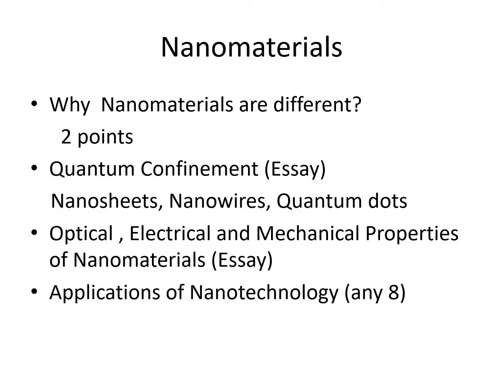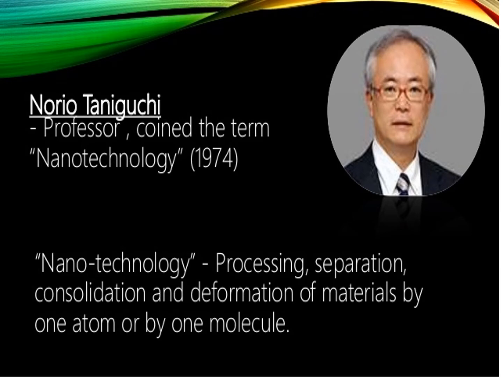Now, in our syllabus, we have to learn the following. That is why nanomaterials show properties which are different. We have to learn 2 points only. In fact, there are many points, but we have to learn only 2 points which are common, or rather general, for most of the nanomaterials. And then there is something called quantum confinement. Then we have to learn about nanosheets, nanowires, quantum dots. Again, something on the optical, electrical, and mechanical properties of nanomaterials also has to be learned, and a few applications of nanotechnology. Now, this is Norio Taniguchi who coined the term nanotechnology.